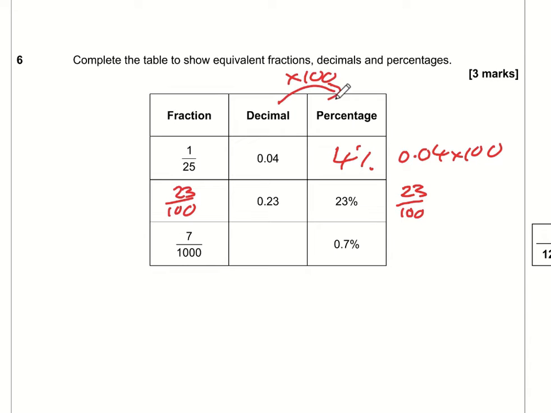So to go from decimal to percentage, we multiply by 100. So to go from percentage to decimal, we divide by 100. And 0.7 divided by 100 is 0.007.